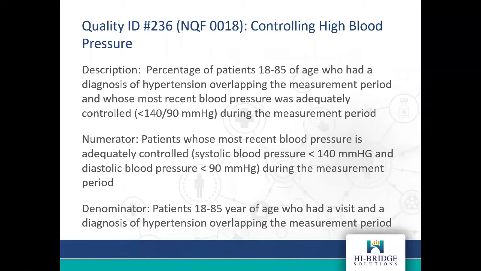So for quality ID number 236, the description reads: percentage of patients 18 to 85 years of age who had a diagnosis of hypertension overlapping the measurement period and whose most recent blood pressure was adequately controlled during the measurement period. So it provides the guidance of which patients would qualify to be included in your numerator, and also patients that would be qualified to be included in the denominator.